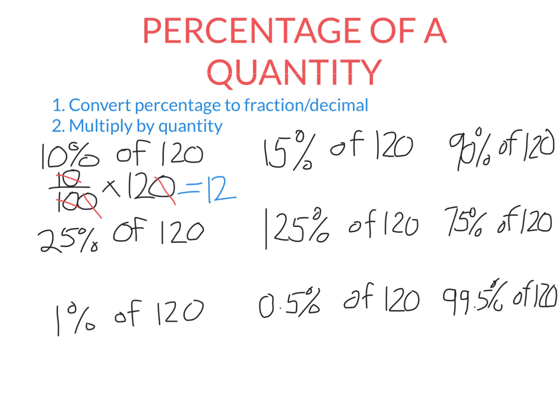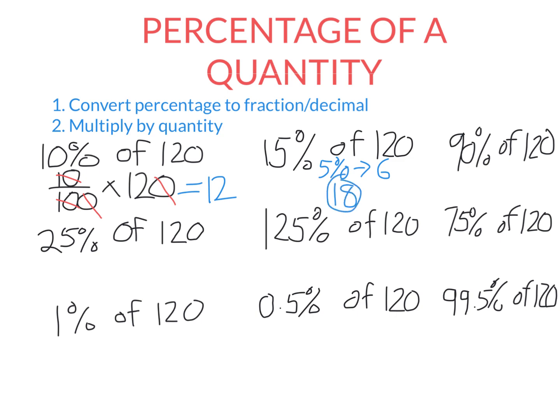So we can use that same process on all of these, but if you can find 10% of a quantity, that can help find other percentages. See, 10% of 120 is 12. So that means 5% of 120 would be half of that, 6, because 5% is half of 10%. So 15% of 120 is 10% plus 5%. 15% of 120 is 12 plus 6, which equals 18.